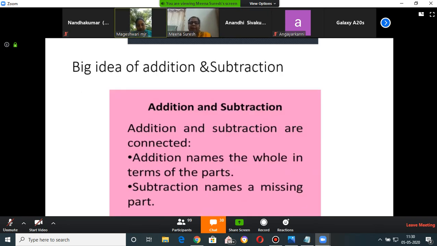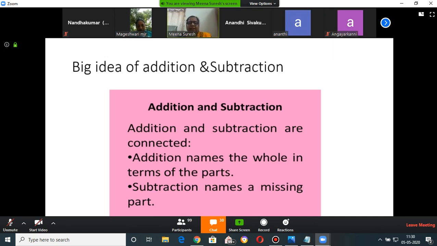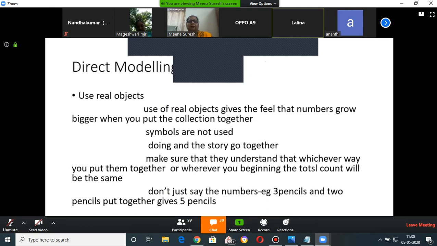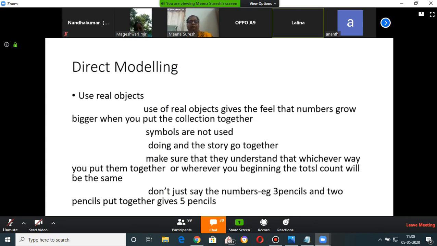The big idea being addition, subtraction are connected. Addition names the whole in terms of parts, and subtraction names the missing part. This is a big idea. You should always have this in mind. No point in teaching addition and subtraction separately. As soon as you start addition, simultaneously you should start subtraction as well.